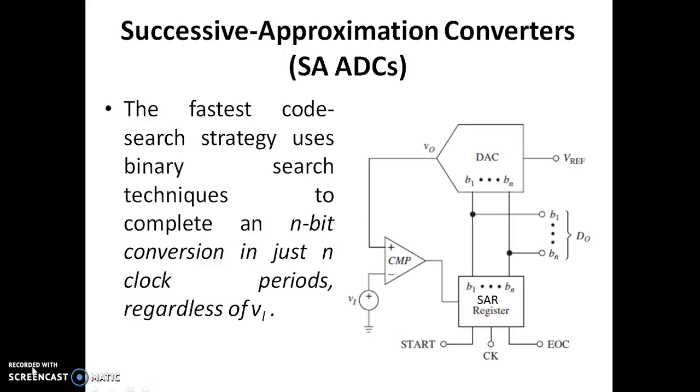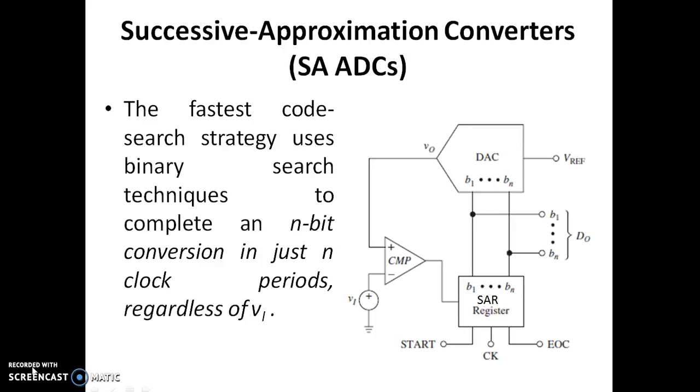In the previous DAC based ADC, we have seen that if the input voltage is almost equal to the full scale range voltage, it was taking 2 power n minus 1 clock pulses, which was resulting in a huge conversion time.